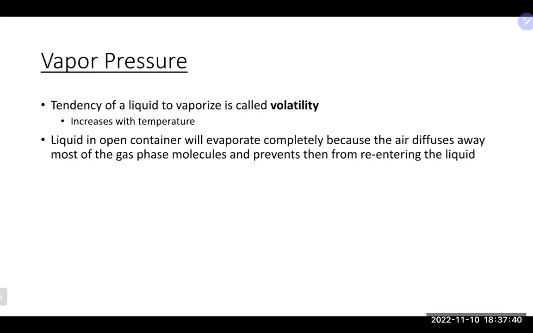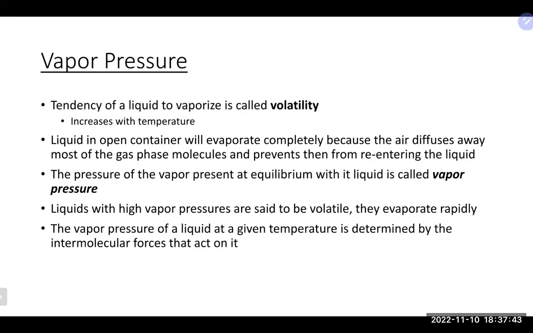So let's talk a little bit about vapor pressure. As I mentioned earlier, the tendency of a liquid to vaporize is what's known as volatility. If something is very volatile, it means it can go into the gas phase really easily. That's why if you ever take organic chemistry, they stick you in a fume hood, because most of the stuff you use in there is pretty volatile. Plus, you don't want to smell most of it, because you could smell it since it goes into the gas phase really easily. So it does increase with temperature.